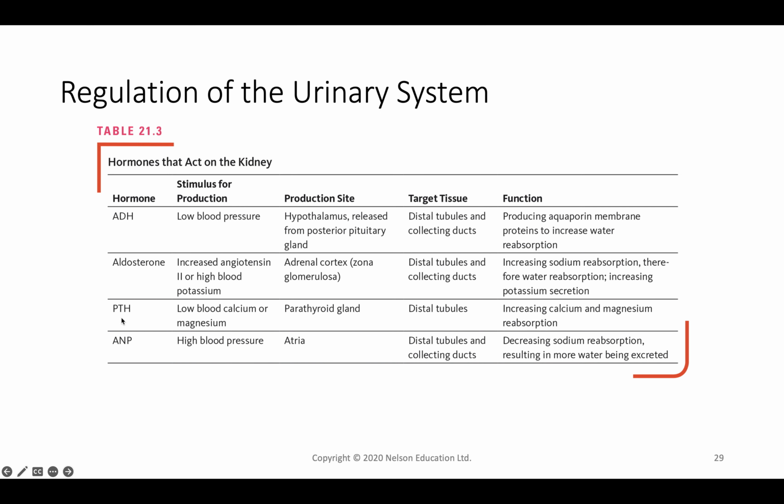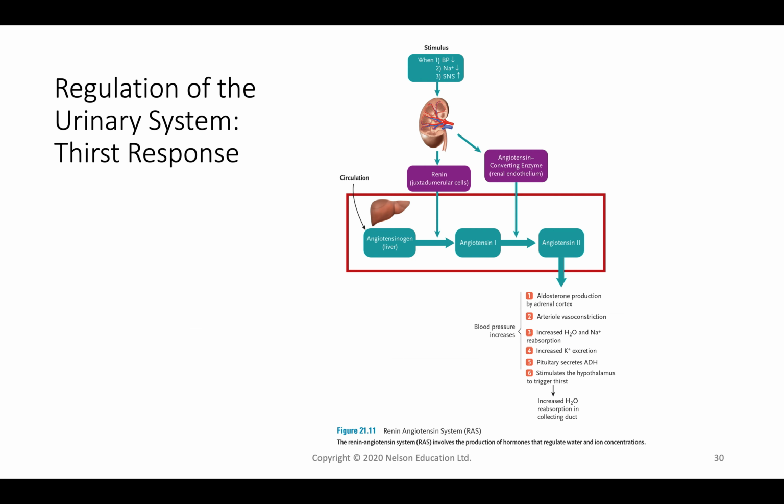All right, so parathyroid hormone produced by the parathyroid gland is going to increase the resorption of magnesium and calcium. And atrial natriuretic peptide, which is found in the atria of the heart, is going to do the opposite of ADH and aldosterone, namely it's going to result in the excretion of water instead of the resorption of water by decreasing the amount of sodium that is resorbed across the membrane.